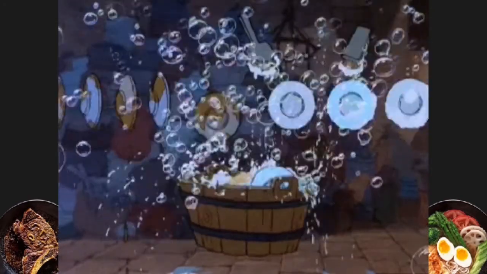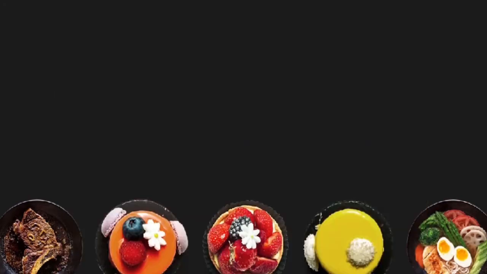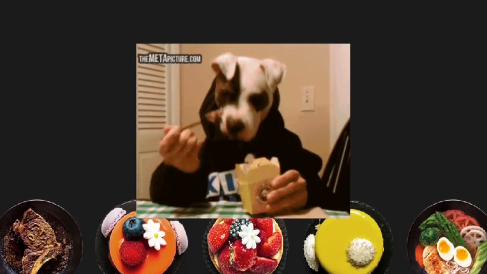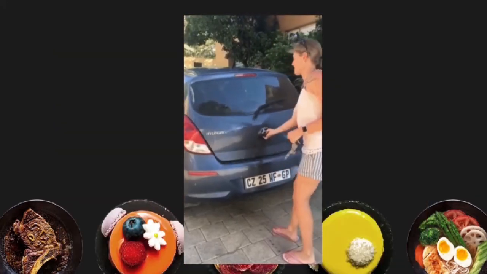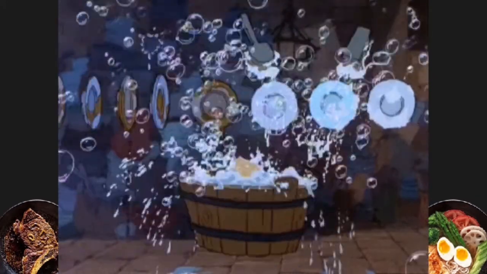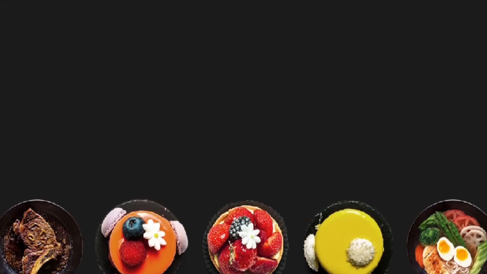Puppies clean large plates, then eats baked desserts. So let's go again from the beginning. Puppies clean large plates, then eats baked desserts. So let's see what it stands for.